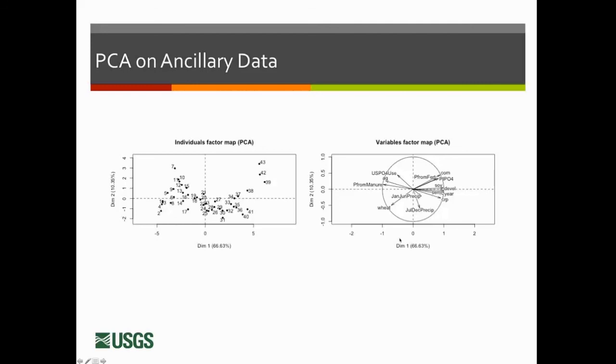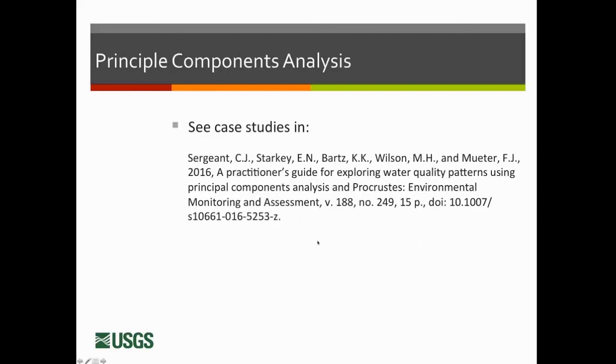You can get more than 2 factors, more than 2 dimensions in PCA, but that is hard to plot and hard to describe to people. Oftentimes studies that use PCA are difficult for even experienced people to understand how all of these factors interrelate. But people that use it are often quite enthusiastic about it, and if it's something you'd like to explore more, there's this practitioner's guide for exploring water quality patterns using principal component analysis that you might find useful.